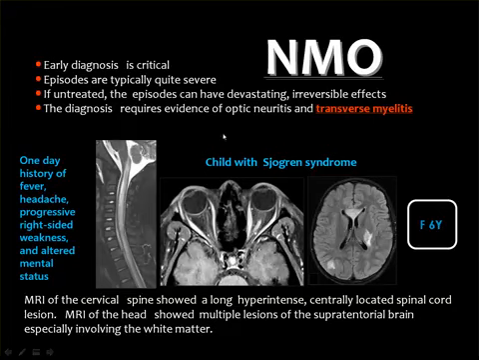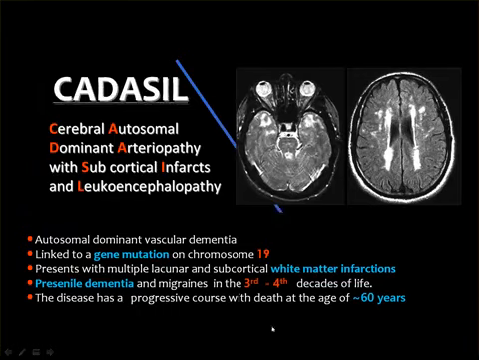And this is a child, 6 years old, with neuromyelitis optica. Of course, this age is not the age of MS. And you get enhancement of the optic nerve on the left side. You get a very big central lesion inside the spinal cord, and patchy high signal intensity in the brain parenchyma, not fitting with the appearance of MS plaques.